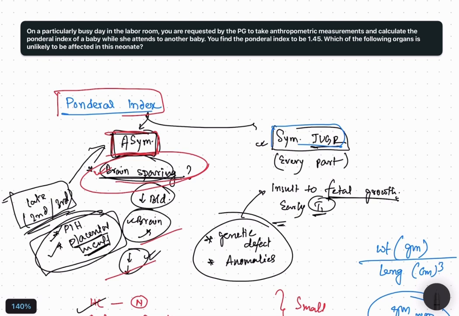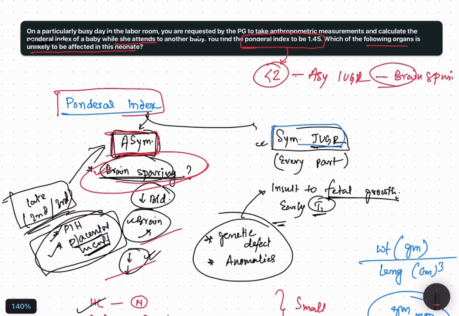On a particularly busy day in the labor room, you are requested by a PG to take anthropometric measurements and calculate the ponderal index of a baby, while she attends to another baby. The ponderal index is found to be 1.45. Which of the following organs is unlikely to be affected in the neonate? So, ponderal index is less than 2, that means it is asymmetrical IUGR. So there will be brain sparing effect, and the organ unlikely to be affected in the neonate will be the brain.